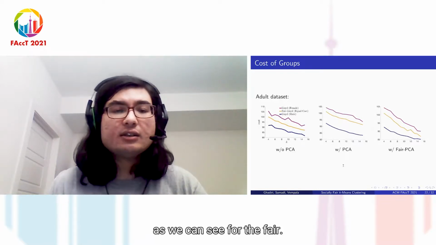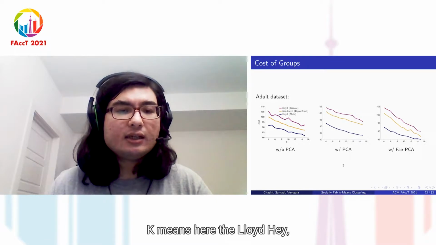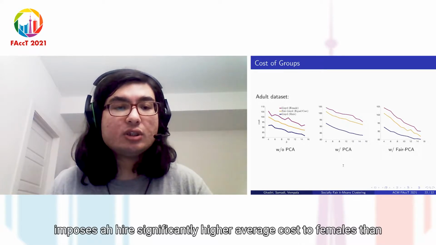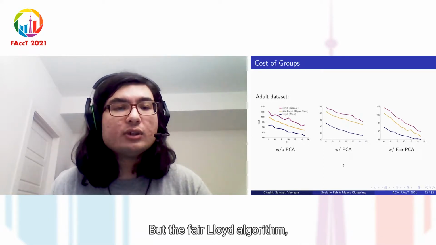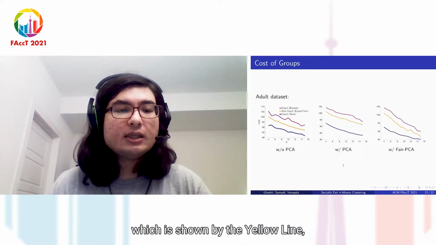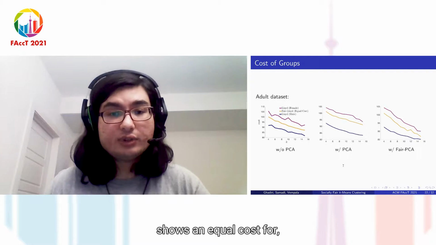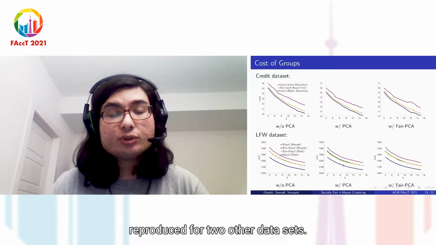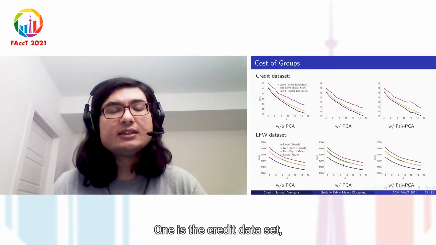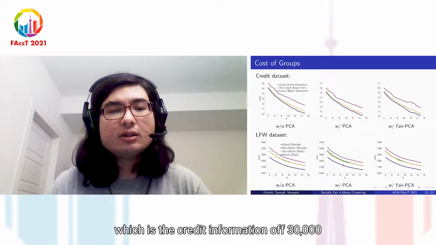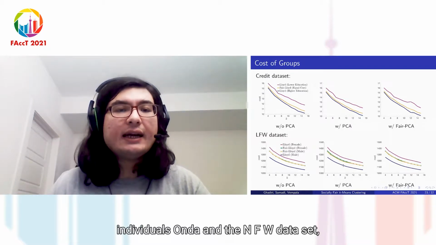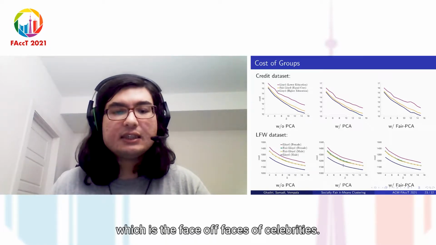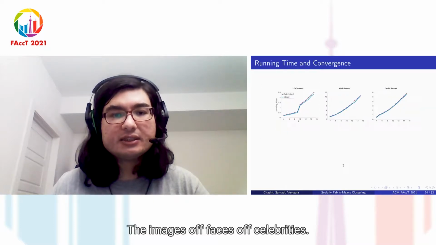As we can see for the fair k-means here, the Lloyd heuristic imposes a significantly higher average cost to females than males. But the fair Lloyd algorithm, which is shown by the yellow line, shows an equal cost for the two groups. This is also reproduced for two other data sets. One is the credit data set, which is the credit information of 30,000 individuals, and the LFW data set, which is the images of faces of celebrities.